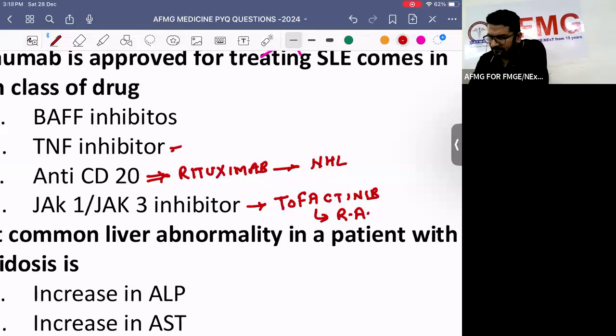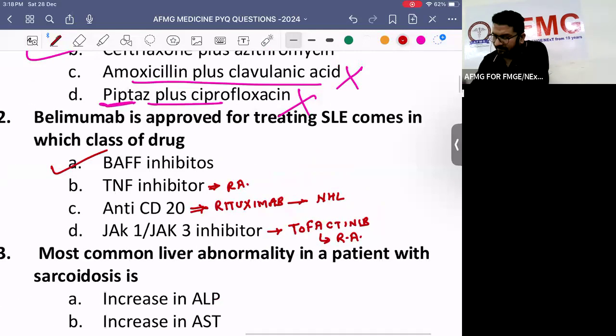TNF inhibitors. So these are many different drugs. Abatacept, etanercept, infliximab, right? So these are also used in rheumatoid arthritis. There are many anti-TNF drugs: etanercept, abatacept, infliximab. Now what is last? BAFF inhibitor. BAFF inhibitor is belimumab, and remember this is approved for treating SLE.